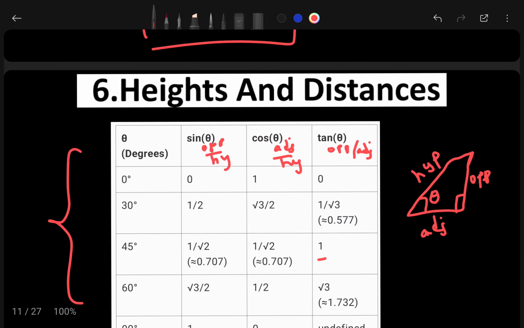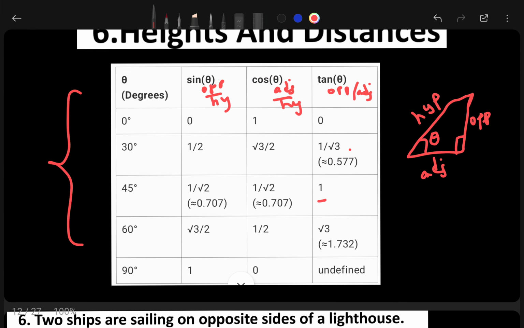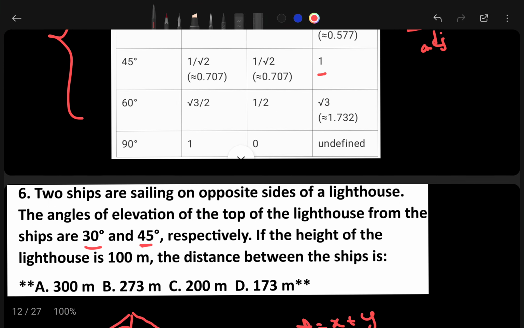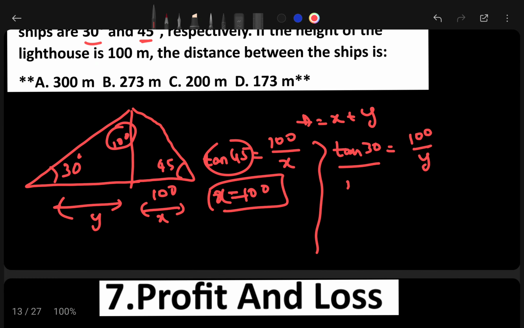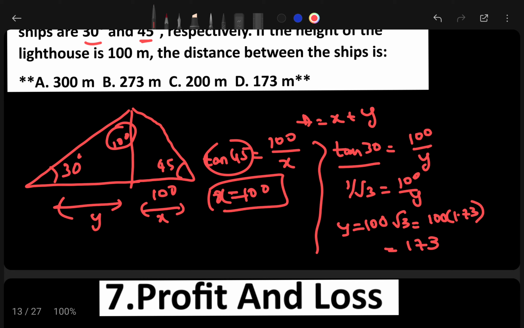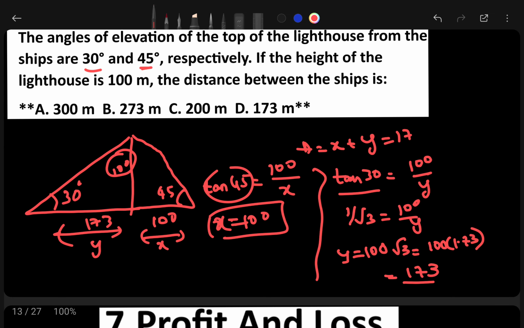Tan 30 is how much? Tan 30 is 1 by root 3, right? 1 by root 3 is equal to 100 by y. From here, y equals 100 root 3. Value of root 3 is 1.73, a fixed value, which gives us 173 for y. So our final answer is going to be x plus y, 100 plus 173, which gives us 273 as the answer. Option B. Simple. Over.